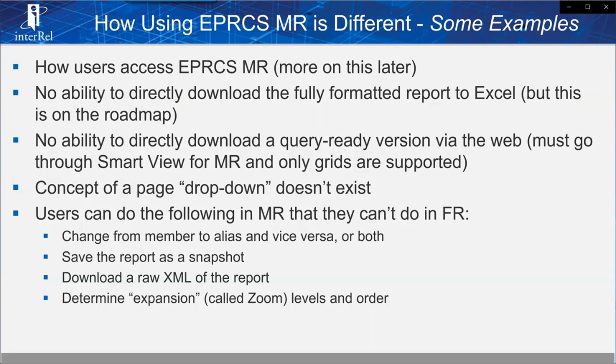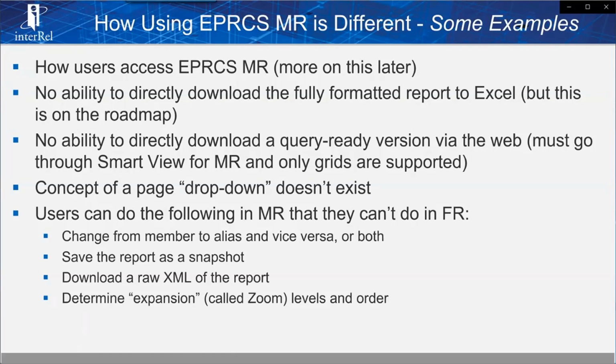In addition, in the same vein, they're not able to download a query-ready version of a report through the web. They can do that in FR. In MR, they can kind of do this. They just have to go through SmartView, and only the grids are supported. Again, the concept of a page dropdown doesn't exist because there's no such thing as a page in MR. So there are some interesting things that you can do with dropdowns in FR, right? Like you can combine multiple dimensions and then it creates a dropdown list of every single combination of the members of those two dimensions. So that type of functionality does not exist in MR because they don't have this concept of a dropdown or a page.